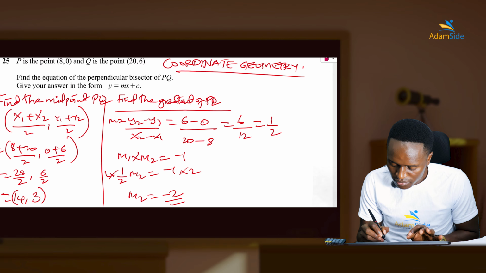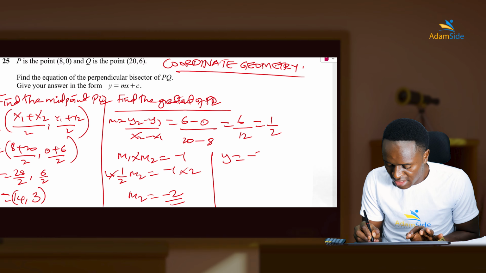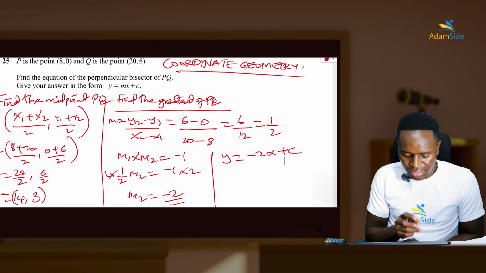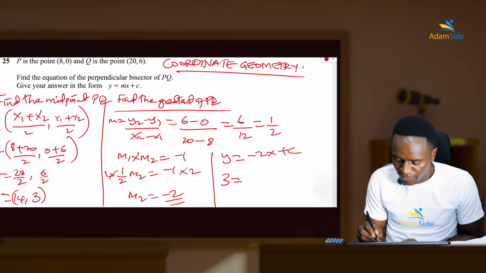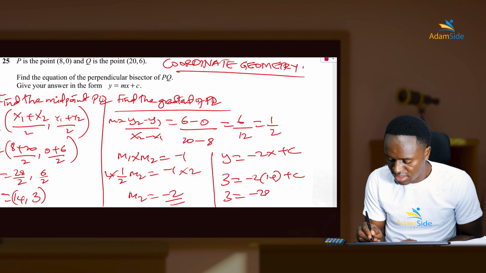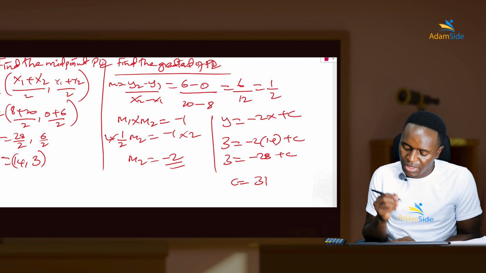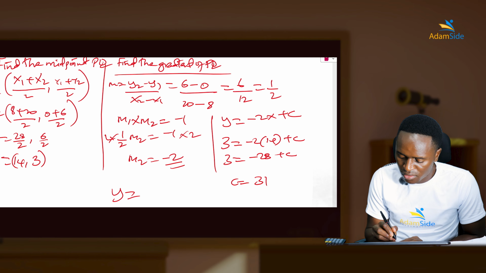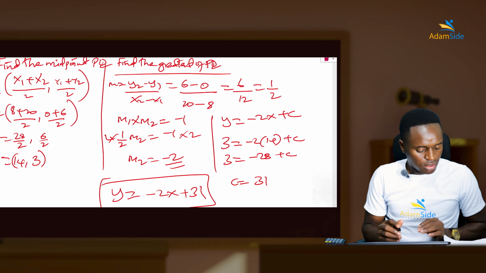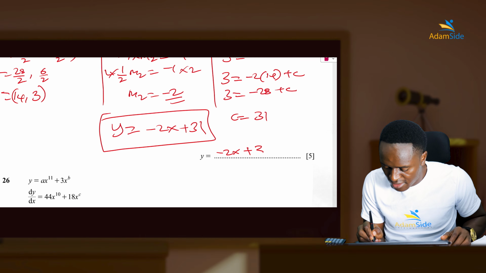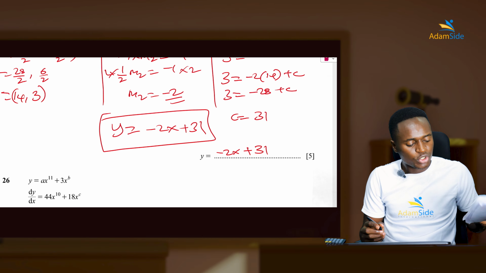Therefore, you will say y is equal to negative 2x plus c. Then take the midpoint and put it in the line. So y is 3, and then negative 2 times 14 plus c. So 3 is equal to negative 28 plus c. Then c is equal to 31, 3 plus 28. Therefore, y is equal to negative 2x plus 31. You get your answer.